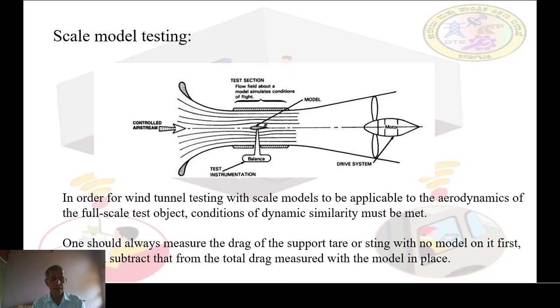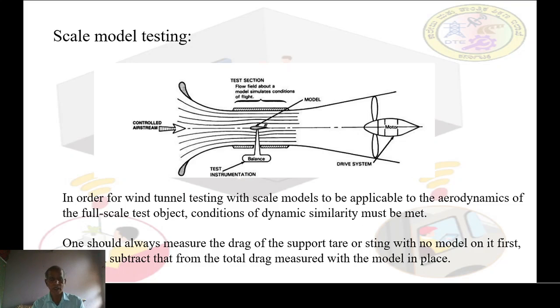Scale model testing. Scale means, suppose you are taking 1 meter to 1 meter, it is 1:1 scale. Suppose you are taking half meter, it is reduced scale, 1 meter equal to half meter. If you are taking 1 meter to 2 meter, it is double scale. It means instead of 1 meter, we will take 2 meter. This scale will be used for preparing the scale models.